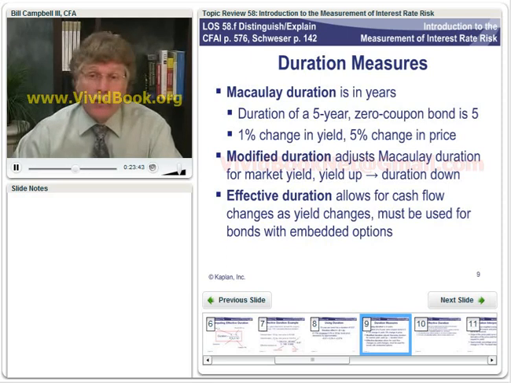Oh, and by the way, the units on effective duration are also years, just like modified, just like Macaulay duration. However, in your CFA Institute readings, you will notice that they usually give modified duration and effective duration just as a number. They usually don't mention years. I just want you to know the proper units for all three kinds of duration is years.